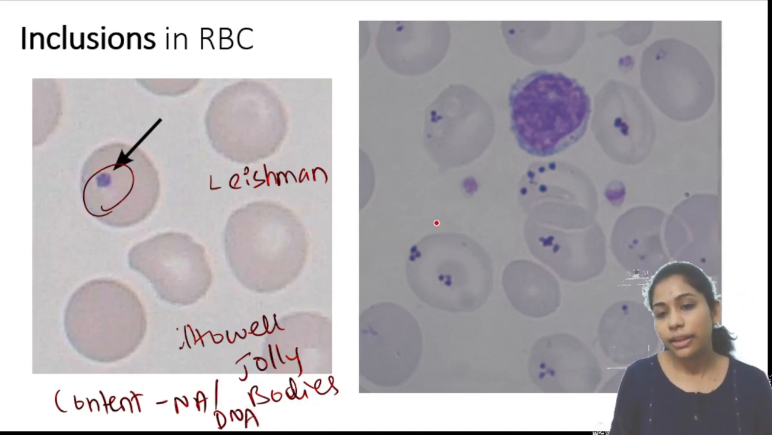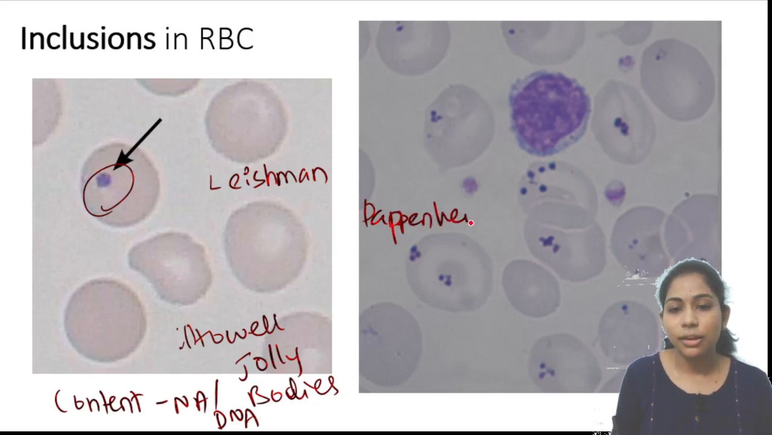Correct? And in the next picture you can see another inclusion. What is this? Yes, you are absolutely correct. These are Pappenheimer bodies. Correct? And which stain will we see here? Obviously, this is the Pappenheim stain.